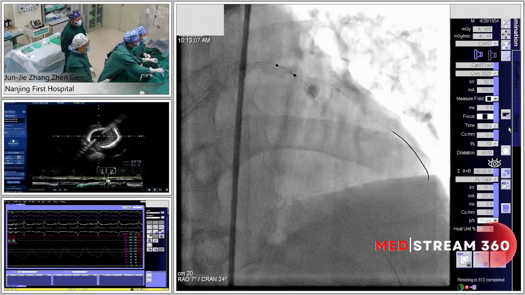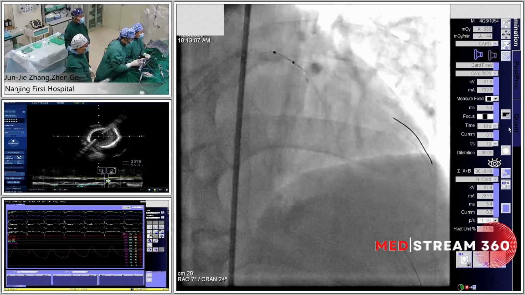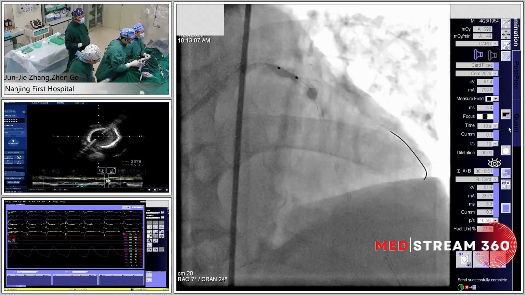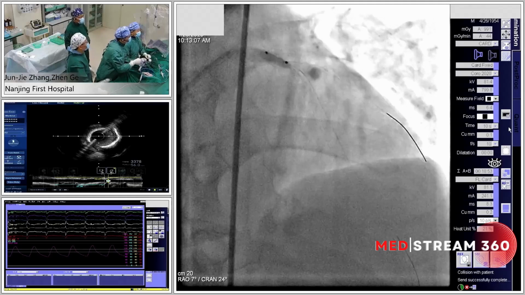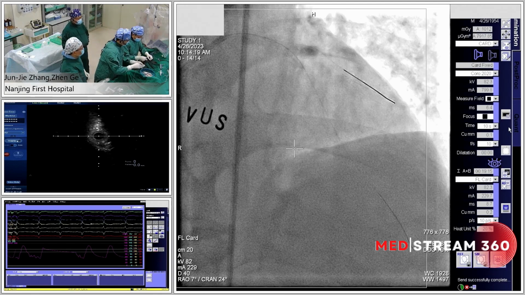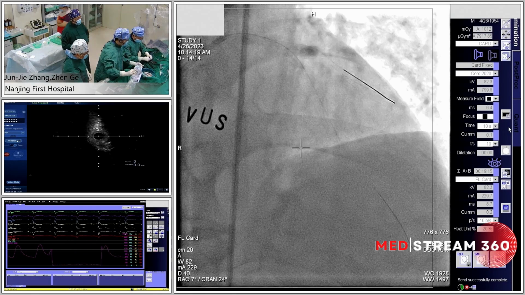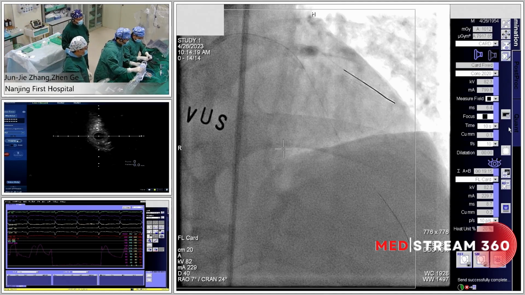Okay, here is good. I think it's good. We can pull up the balloon and do the lithotherapy. Okay, again. It's great. Now it's good. So I think after the IVUS check, we will perform DK crush for this particular LAD-diagonal complex bifurcation lesion.